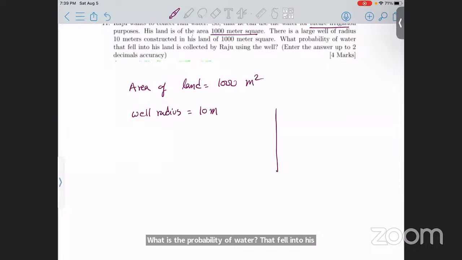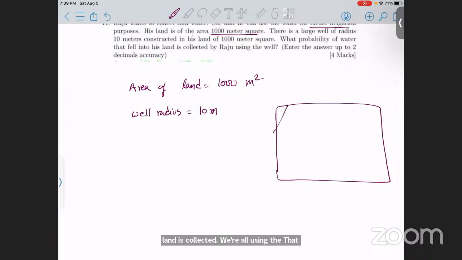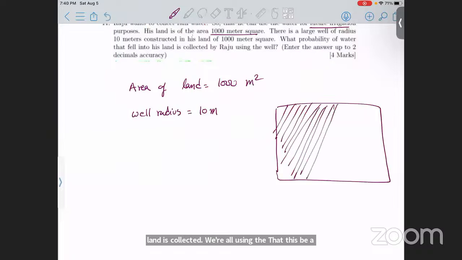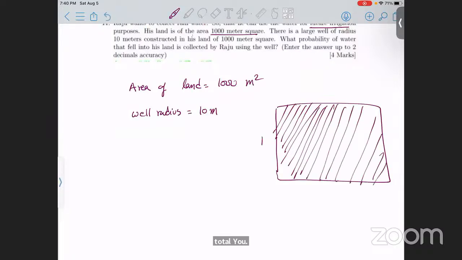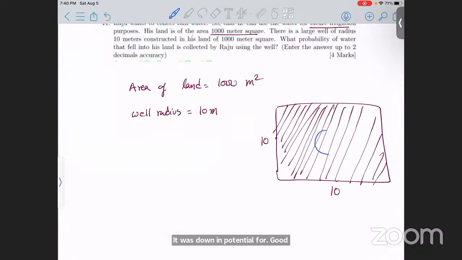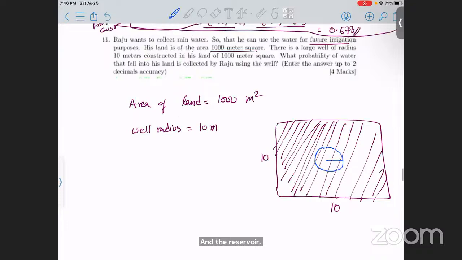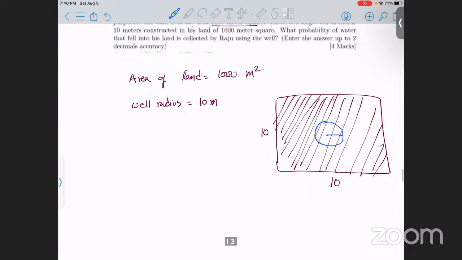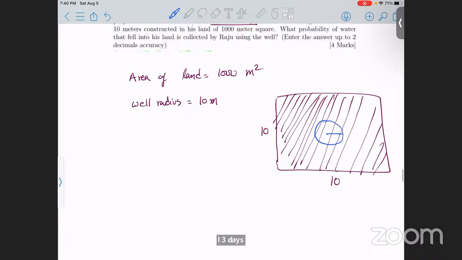So suppose, let this be 1,000 meters square area, and there is a well of radius 10 meters. Which is not the case.